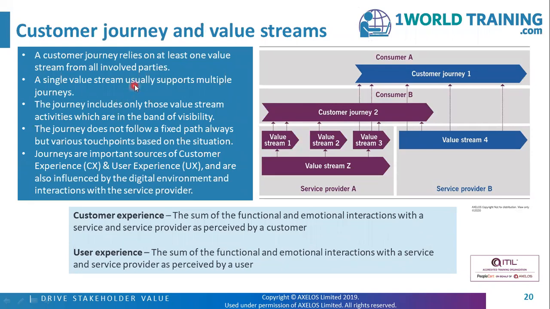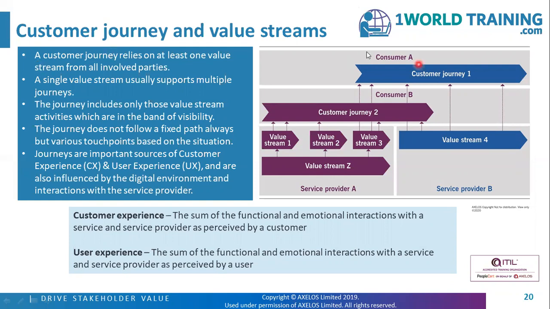Customer journeys are connected with value streams. A customer journey relies on at least one value stream from all involved parties. For example, when a customer has an issue and they call up the service desk, a certain value stream will be triggered to respond to the customer, and the customer experiences a journey. On the other hand, when a customer makes a request for upgradation of a service, it may call on another value stream regarding the upgradation of the service, and they may have a different customer journey for that.